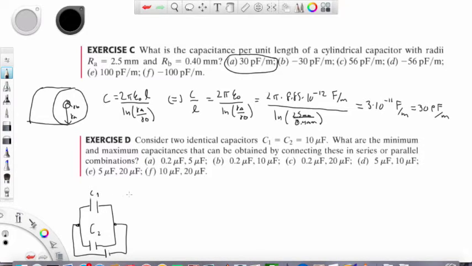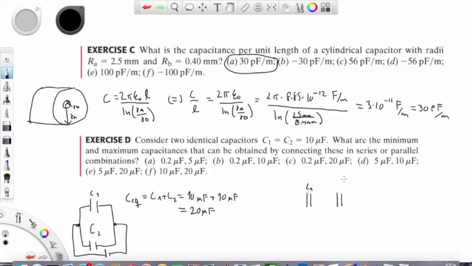As we learned, in this case the equivalent capacitor would be simply C1 plus C2, which is 10 microfarads plus 10 microfarads. We get 20 microfarads. And the other case is when we are connecting these two in series.